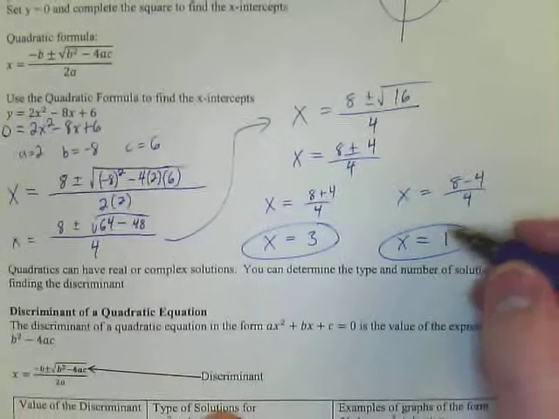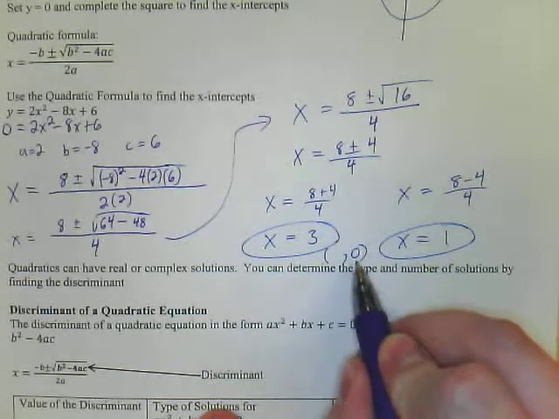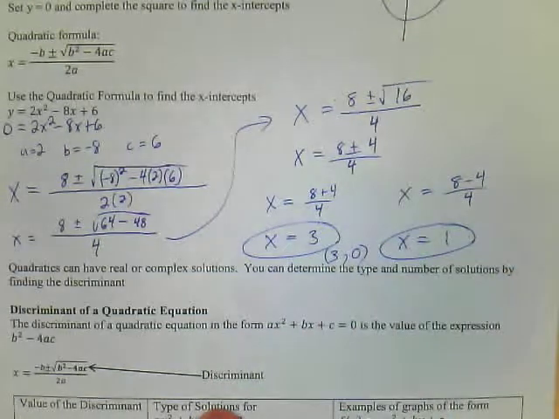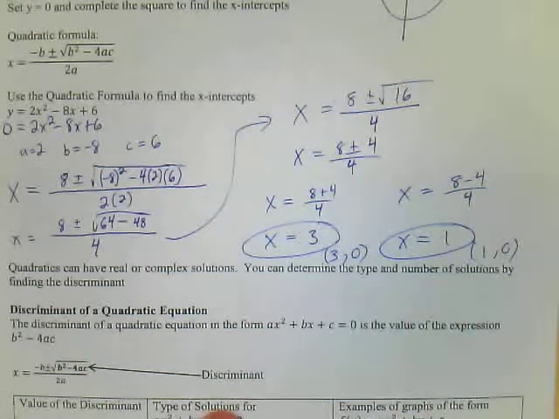Now another way that might help to think of this is that these are really coordinate points. So we plugged in 0 for y and then got 3 for x. And here we plugged in 0 for y and then we got 1 for x. So we've got two coordinate points there.